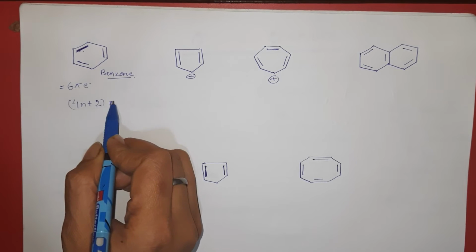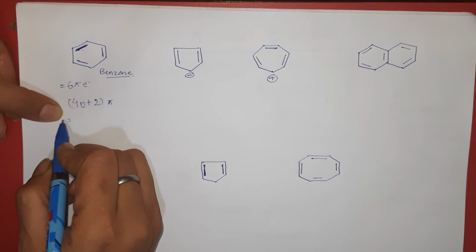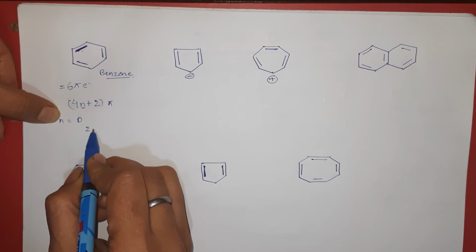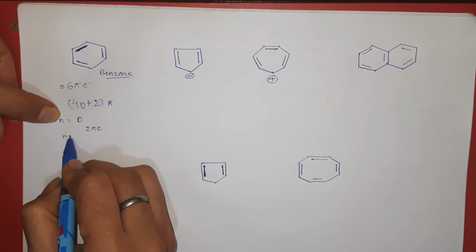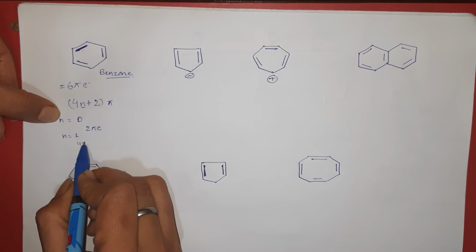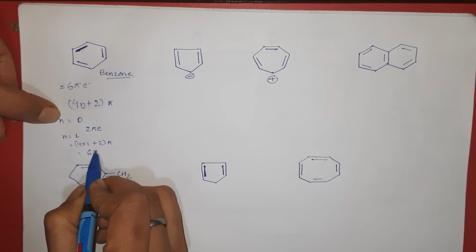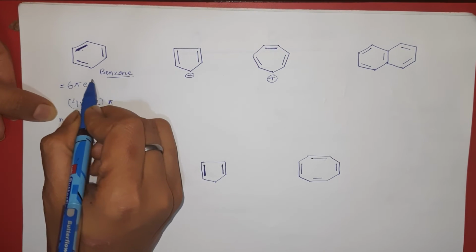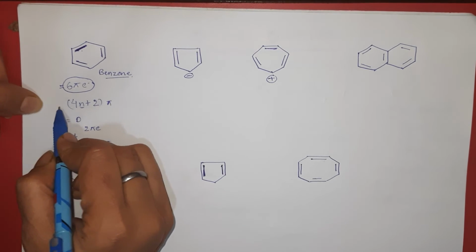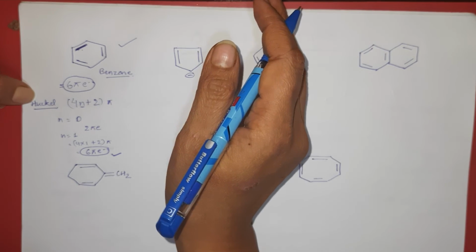And if you apply 4n+2 pi rule, so just put a hit and trial method we will do, that if we put n is equals to 0, this comes out to be 2 pi electron. If we put n is equals to 1 here, then this will come out to be 4 into 1 plus 2. So this will come out to be 6 pi electron. So you can see here that this system is also having 6 pi electron, and we can also get 6 pi electron system by applying this Huckel rule. So this compound is aromatic in nature.